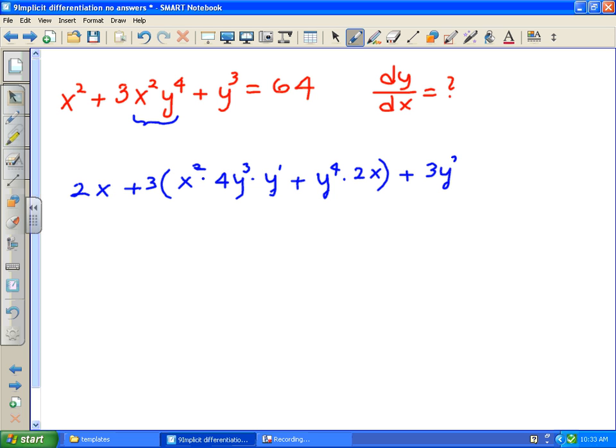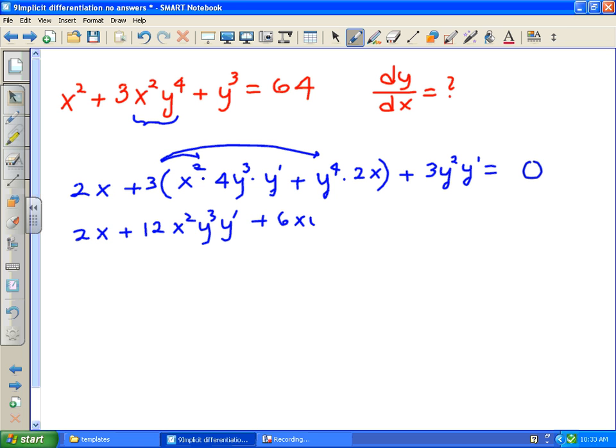3y squared times y prime. And don't forget to differentiate the right-hand side, which should be 0. Now, I'm going to clean it up a little bit by distributing my 3. So 12x squared y cubed times y prime. When I distributed the 3 on the first term, and when I did it on the second term, I get 6x y to the 4. And then the last term is still there, 3y squared y prime.